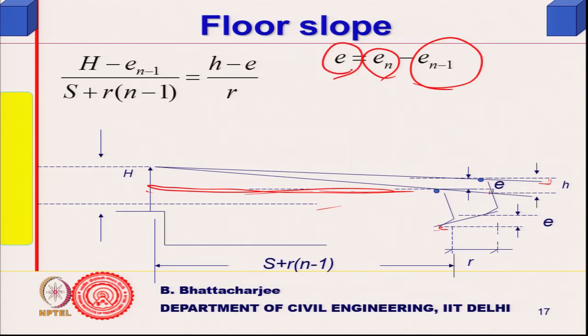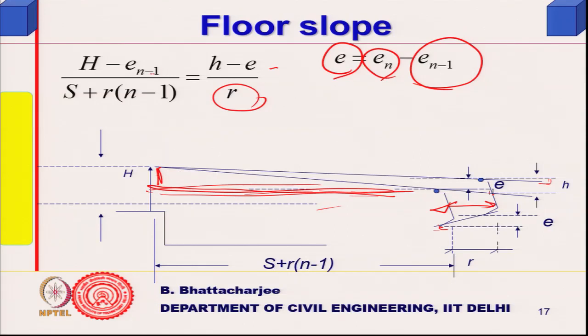So, the difference is E, this is the E, the elevation of the nth row over and above the n minus 1th row. So, this is what it is. So, H minus E divided by R, you know, this small triangle, as you see this is R, this is H minus E divided by R, that is equal to this height divided by this length.